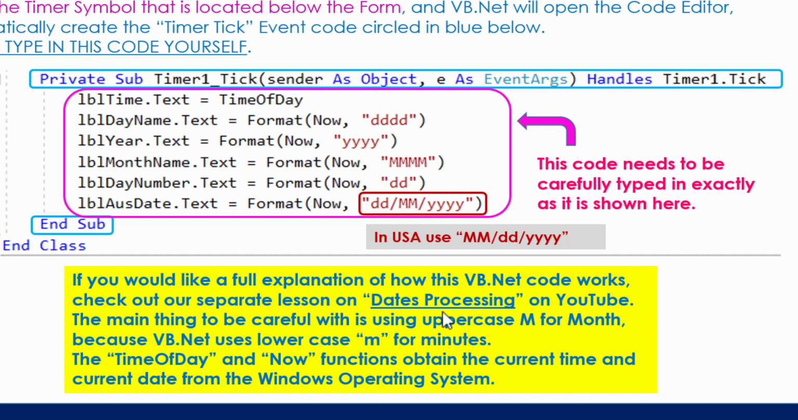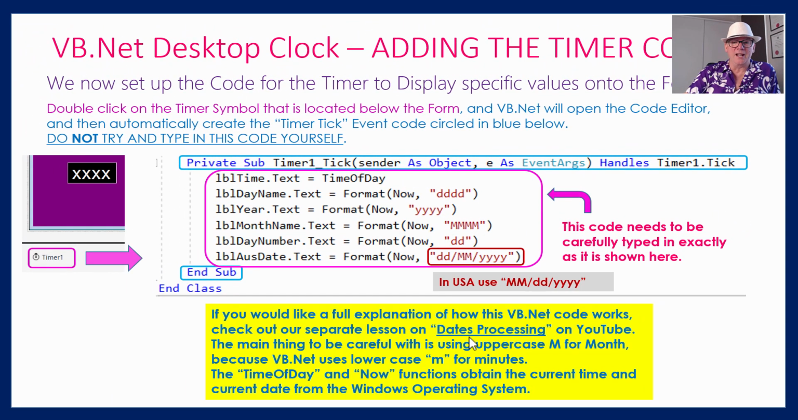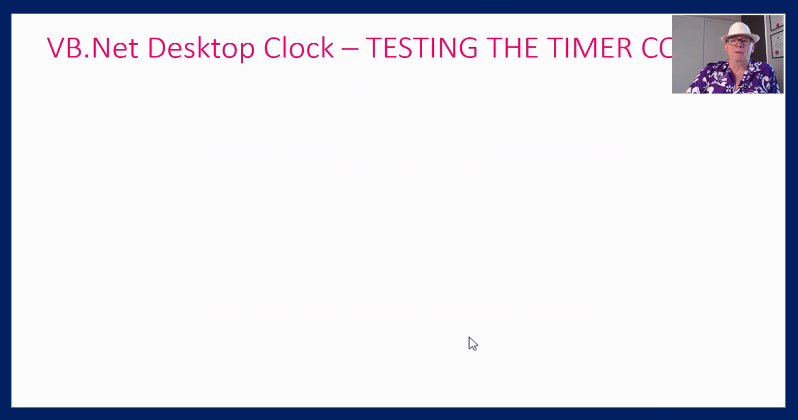So if you want to know more about this, we've got a whole dates processing lesson in our application programming course where we go through all about date formats and things like that. But that wasn't the object of this lesson. We're just trying to learn how to use the timer so that we can make this talking alarm clock in the next lesson, and we'll be able to use timers in our programs, in our games programs.